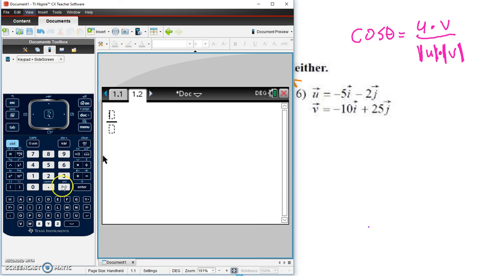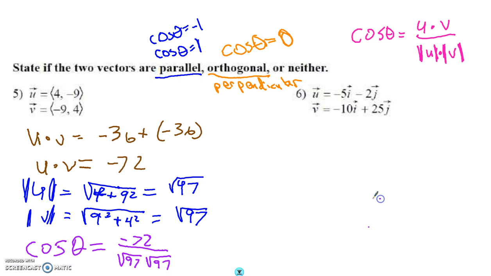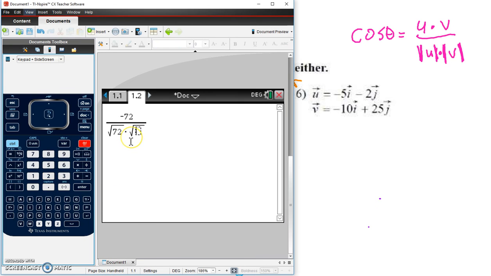So negative 72 over square root of 72 times square root of 72. Wait, did I put those in right? No, 97. My bad, y'all. Tripping. 97. Put this in.